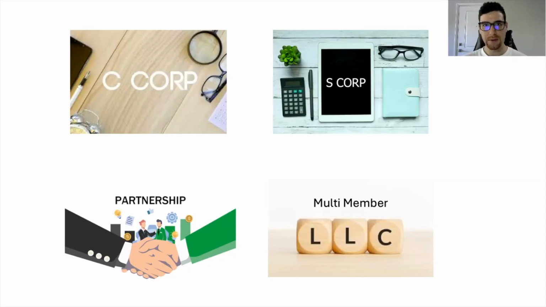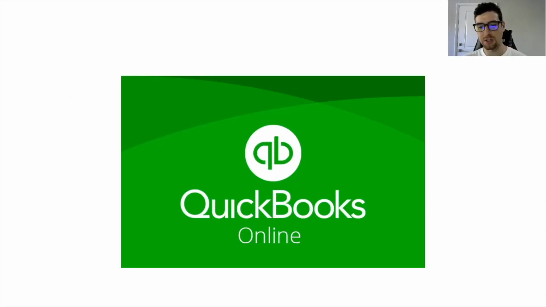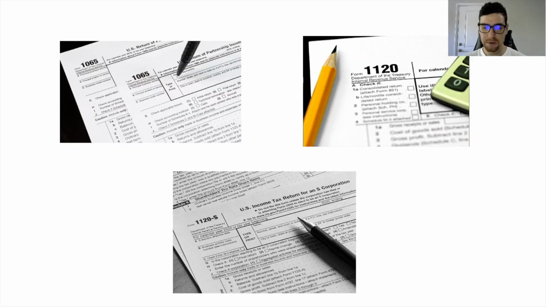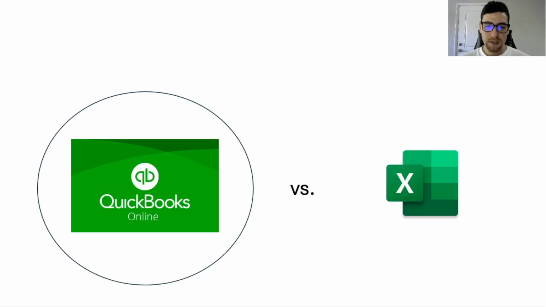However, I would highly recommend using an accounting software such as QuickBooks Online, and the reason I recommend it is because these business entities are required to file a different tax return from Schedule C, and depending on the size and nature of the business, they may be required to supply more info to the IRS, such as a balance sheet, at which point it would be easier to use an accounting software versus Excel.